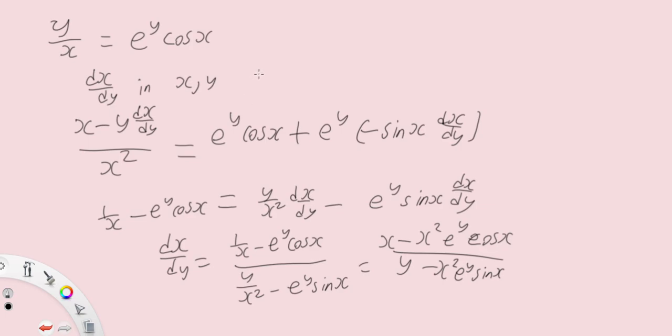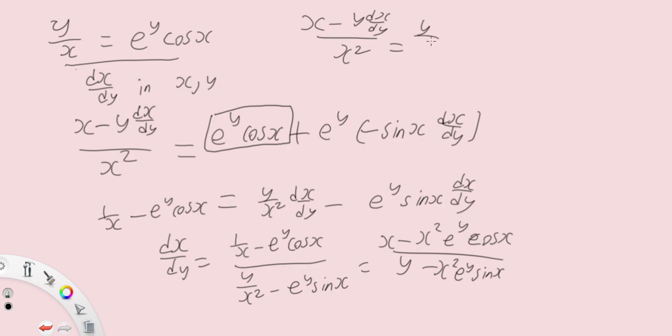Another solution is that you notice that this is basically y over x, as you can see from here. Therefore, I can have x minus y dx/dy over x squared equals y over x, sorry, it'll be minus e^y sine x dx/dy, and you just manipulate and then you get somewhere. All right, and this is basically implicit differentiation.